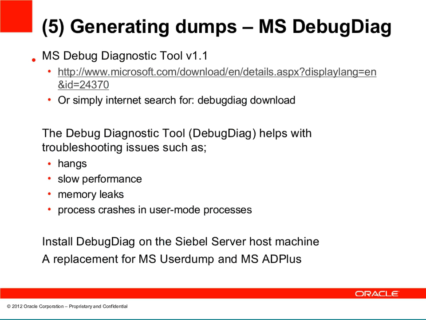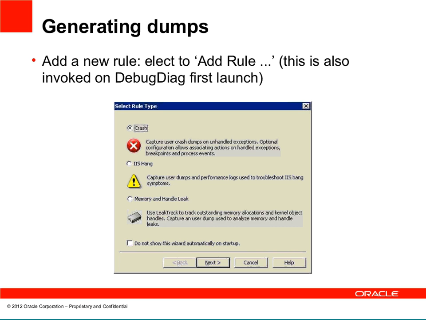Very, very easy to install, and it's used for troubleshooting things, performance issues, memory leaks, and context that we're interested in here is process crashes, basically, specifically Siebel process crashes. So typically we want to install this on the Siebel server host machine. Okay, and I've got a few shots here of the wizard that's used for adding a rule to monitor for certain crashes. So this is launched when Debug Diag is first launched, and when there's no rule in existence.